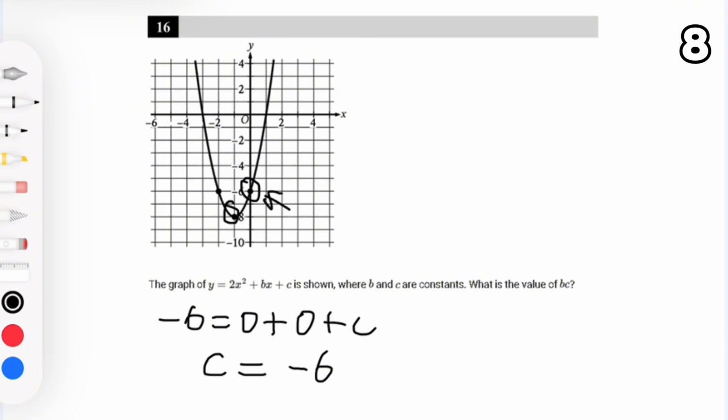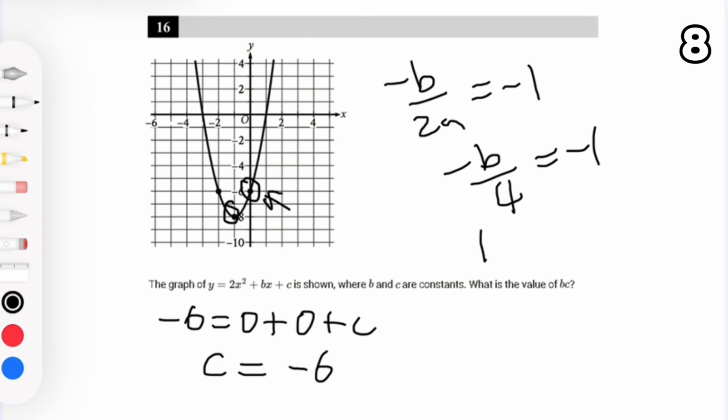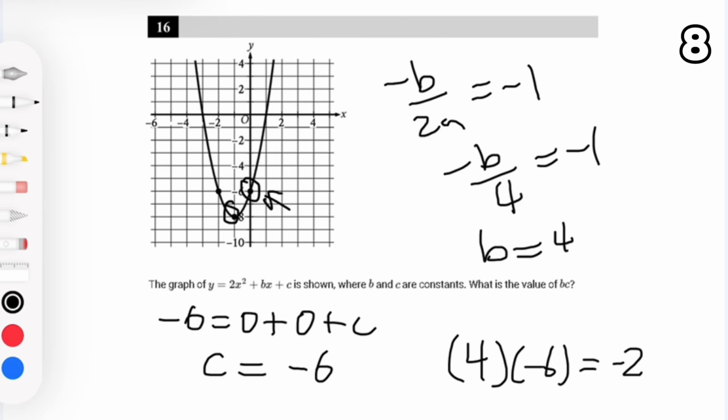To find b, we can use the formula -b over 2a, which is the x-coordinate of the vertex, and we know that's -1. Then we can plug in our a value, which is 2, and we get -b over 4 is equal to -1. So we get that b is equal to 4. Now we can multiply 4 times -6 and get -24, which is equal to bc.